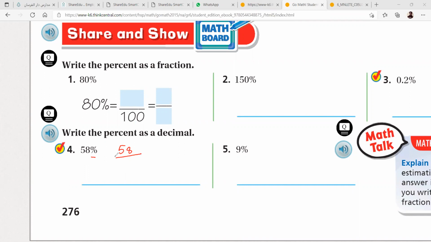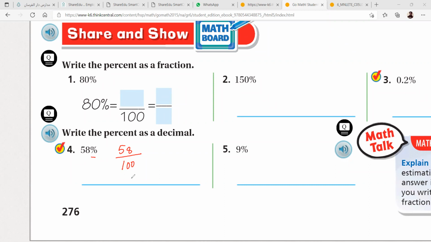Miss, so for question number 3, the answer is 1 over 5,000. Yes. Haifa, if you see a percentage here, write the same number with over 100. Okay, Haifa? Any number what you see, over 100. Why over 100? Because percentage means over 100.